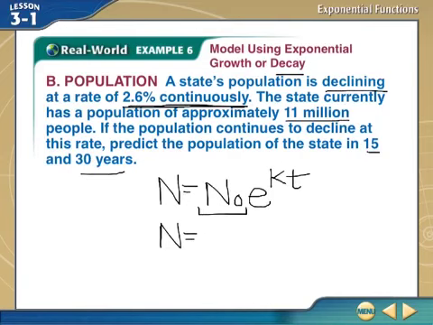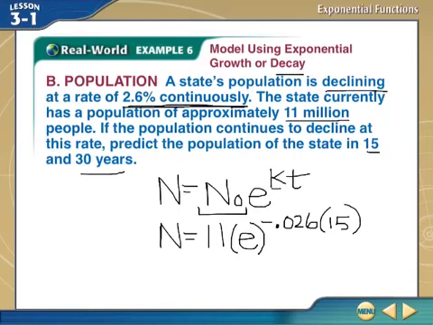so I'll substitute 11 for our initial population. Remember, e is that irrational number, approximately 2.71. K is going to be negative 0.026 because k is negative because our population is declining. And t for time, in this case we're going to use 15 years. Initially here we want to calculate the population after both 15 and 30 years.